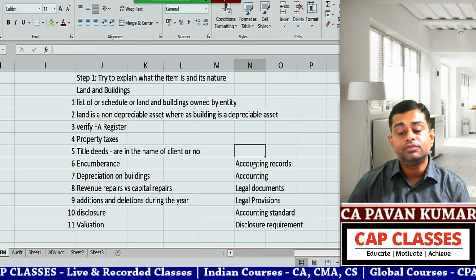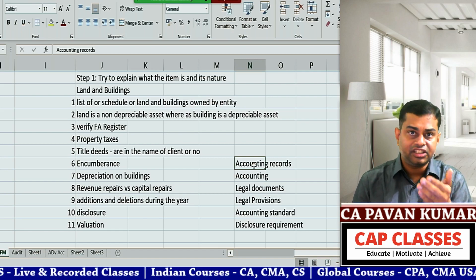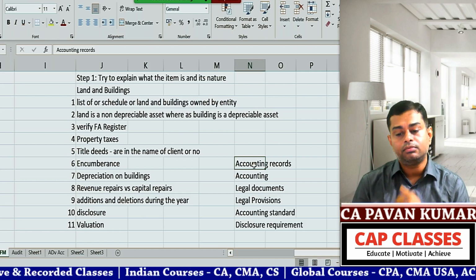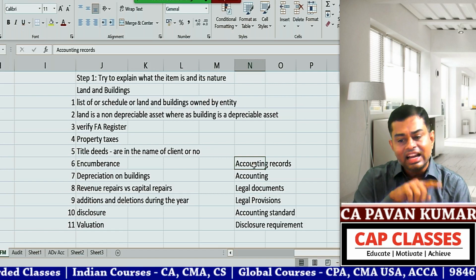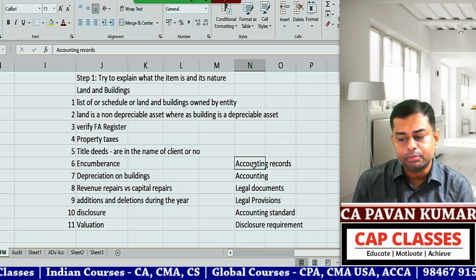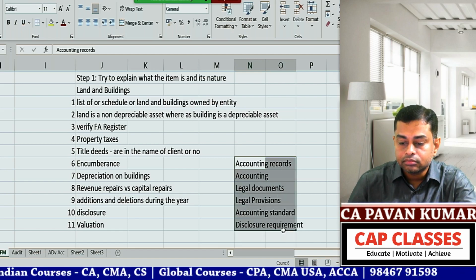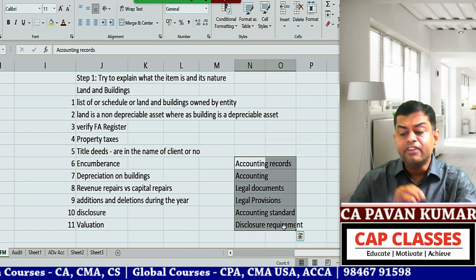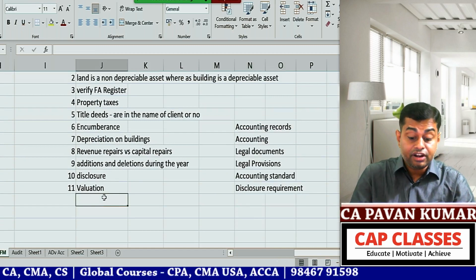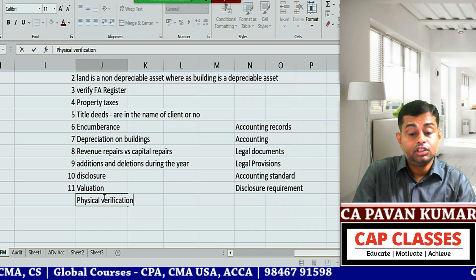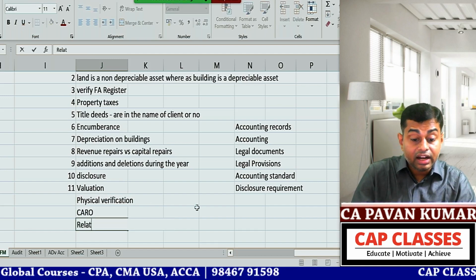What accounting records will be there? Fixed asset register. That might be a memoranda record also. Fixed asset register is actually not an accounting record. In case of purchase or sale of the asset, then it comes to cash book or bank statement. So these are the items. And wherever appropriate, you can write physical verification also. You can write CARO reporting also. You can write related party transaction also.